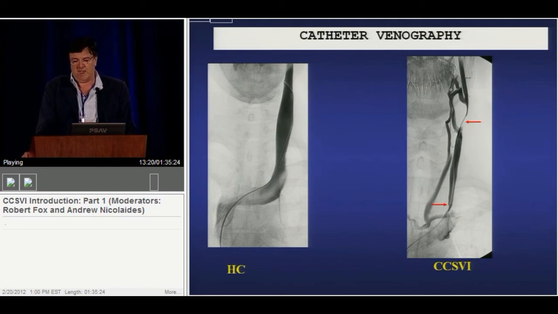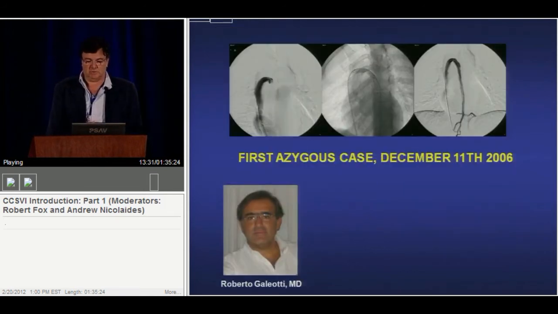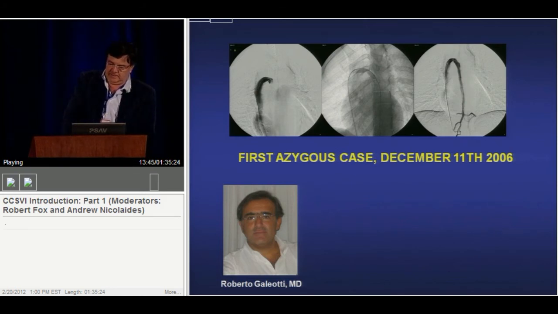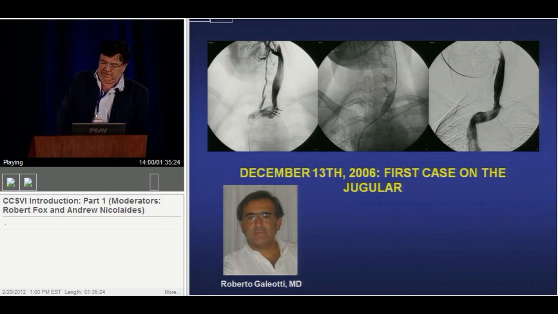This is one of the first cases that really gives us all the elements of CCSVI: the stenosis, the hypoplasia, the collateral circulation, with respect to normal control. This is the first azygos case. It was operated on December 11, 2006 by Roberto Galeotti, who is the head of our interventional radiology department in Ferrara. And 2 days later, he operated the first case on the jugular vein. This is depicted. This really was the beginning of the history.